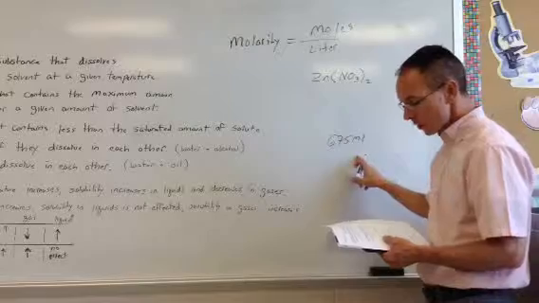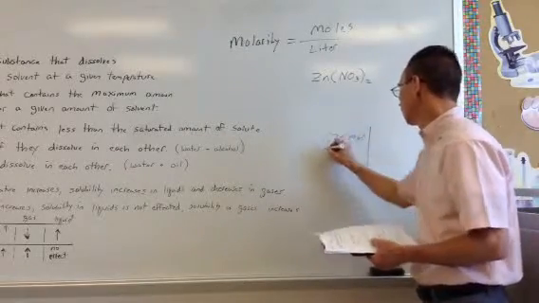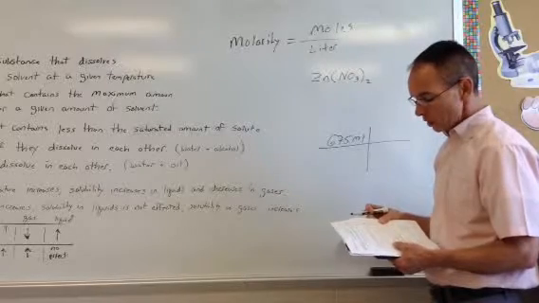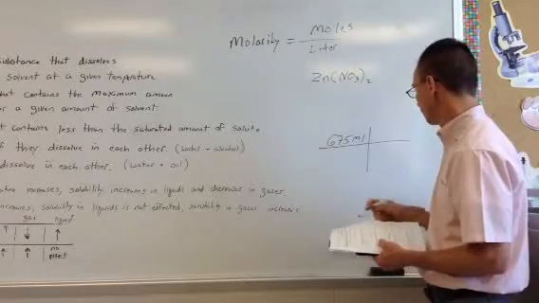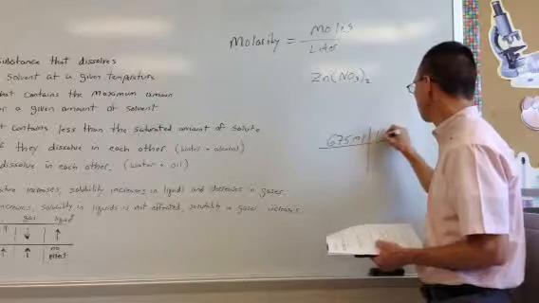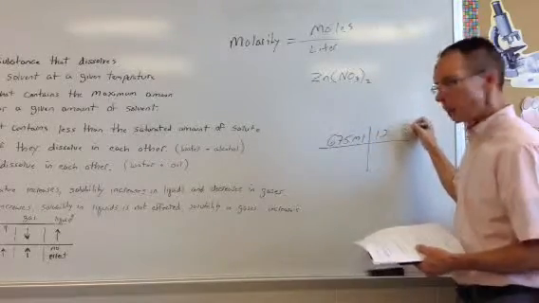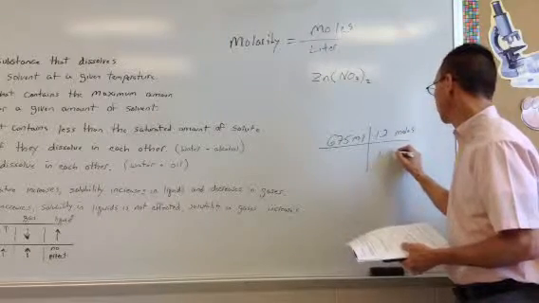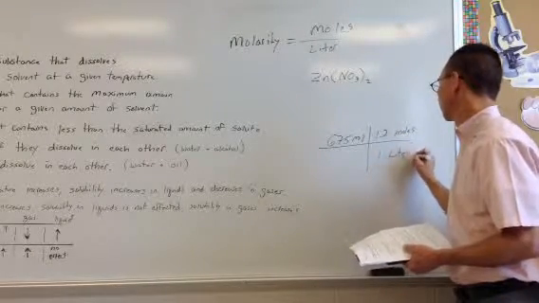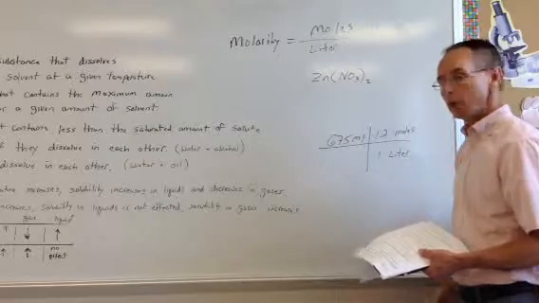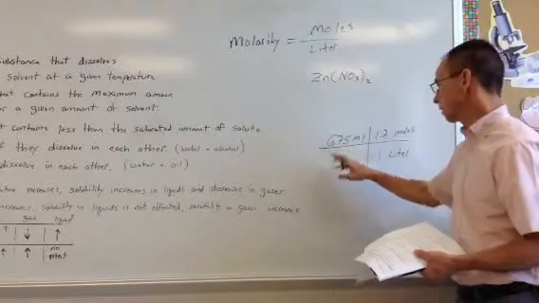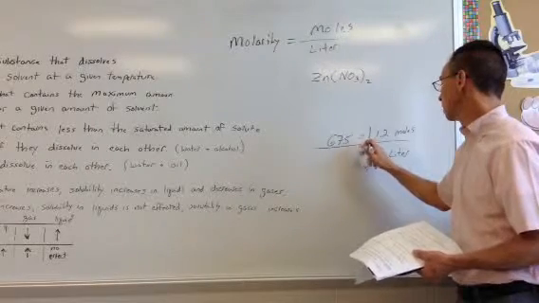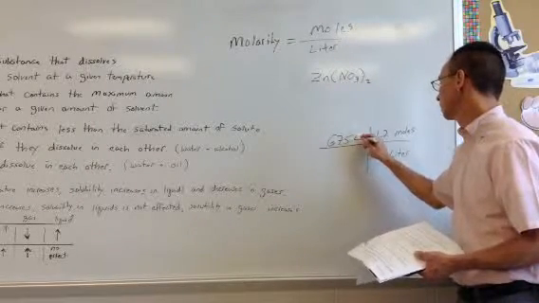I have 675 mLs, okay? And they want me to make a 1.2 molar solution. Well, 1.2 molar is the same thing as 1.2 moles in 1 liter. So I have to convert this. I can see right off the bat I need these units to cancel, so they have to be in the same units. So I have to convert this to liters.